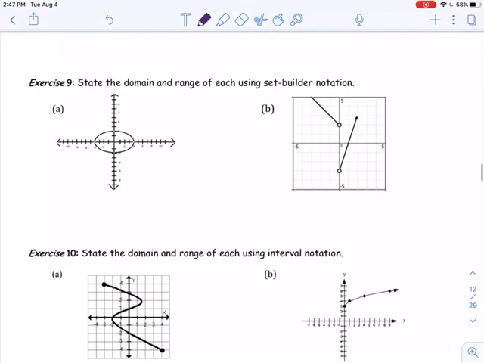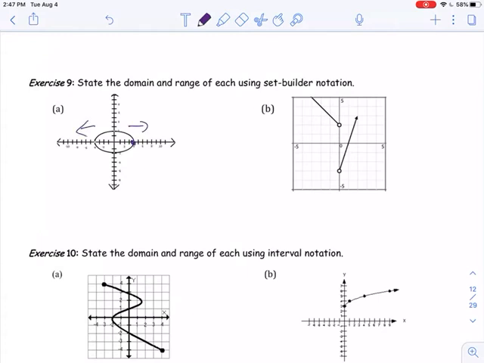Okay, flip this over. I just have a few more on the next page. So for 9, I'm going to state the domain and range of each using set builder notation. I actually just did my interval notation. I'm looking at my notes right here, but we'll do set builder notation.